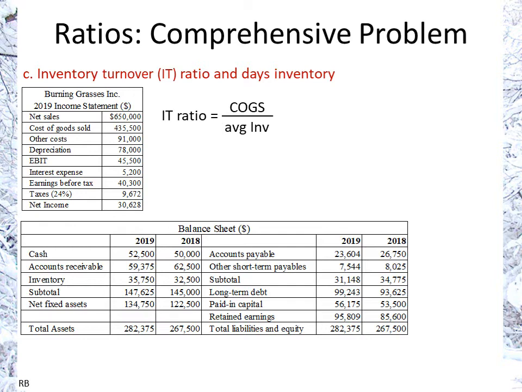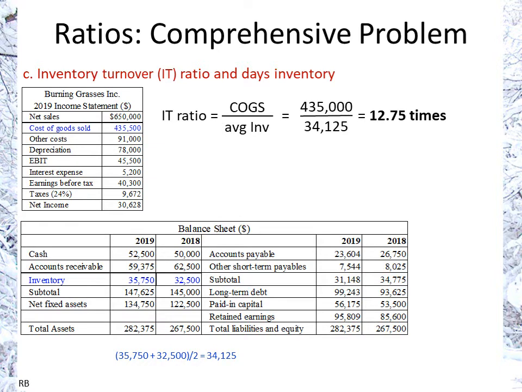Now, because this is an income statement amount on the numerator and a balance sheet account on the denominator, we usually will use the average values for the balance sheet amount for the reasons stated previously. So here we have the cost of goods sold, 435,500, and here we have the average of the balance sheet inventory account. So that's 34,125. That gives us 12.75 times.